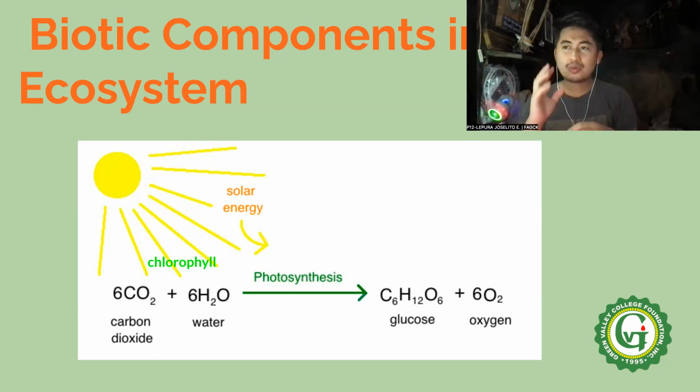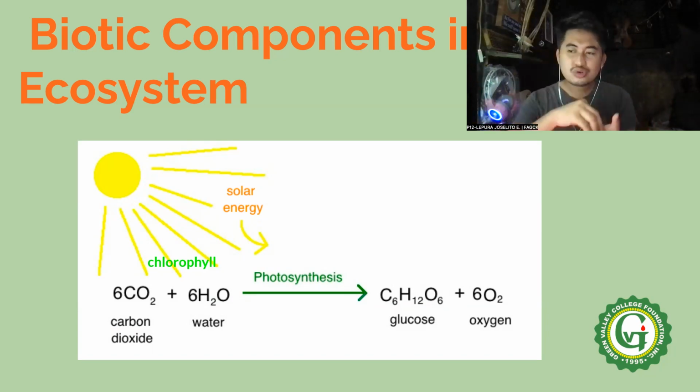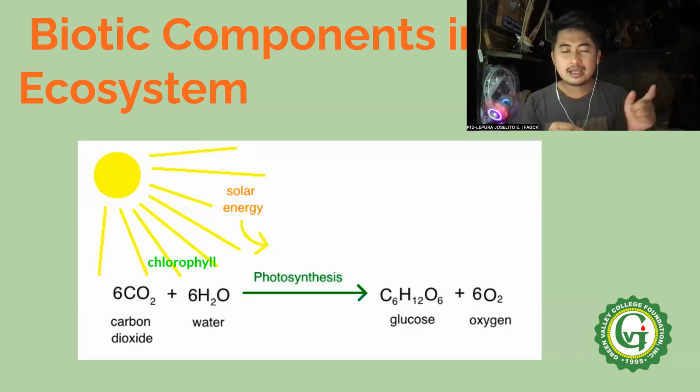Okay, so going back, photosynthesis uses solar energy absorbed by the chlorophyll, combined with the 6 molecules of carbon dioxide and 6 molecules of water, undergoing photosynthesis and giving you the product glucose or sugar or starch, and oxygen.